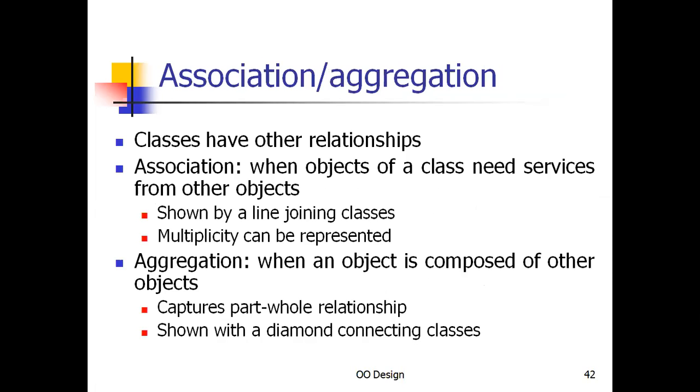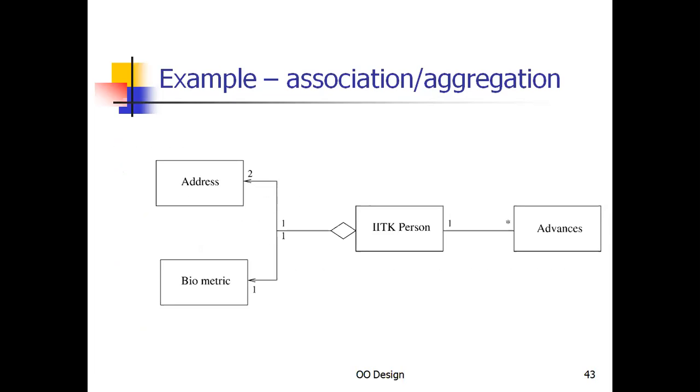Classes have other relationships, just like associations as well as aggregations. When an object of a class needs services from other objects, it is shown by a line joining the classes, and multiplicity can be represented. Aggregation is when an object is composed of other objects. It captures the part-whole relationship, shown with a diamond connecting the classes. This is an example: biometric as well as address are aggregated into IITK persons.